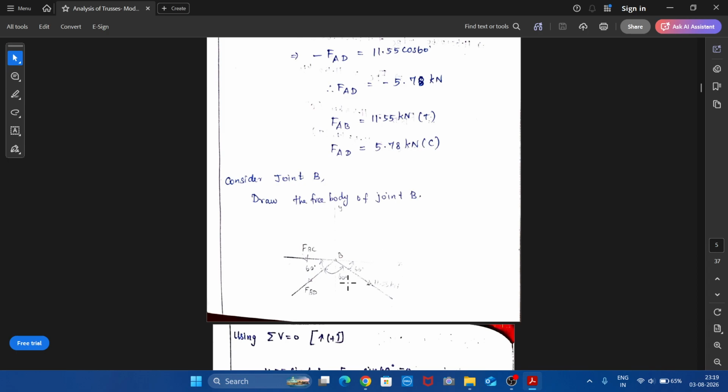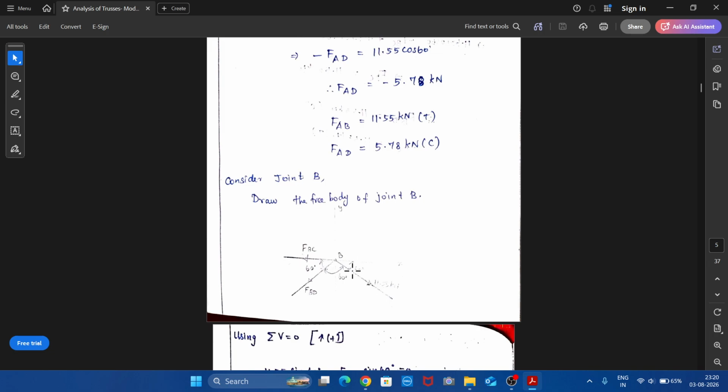So we should mark that 11.55 here. Actually it is marked here, but it is not visible, so we should mark it clearly. How should we mark it? This 11.55 is tensile, so with respect to joint B, the force should leave the joint. It should not move towards the joint. So 11.55 should leave the joint. Use the arrow like this and write the value 11.55 kilonewton here. It is marked actually, but it's not visible here. Sorry for the inconvenience. So here there is a force of 11.55 kilonewton.